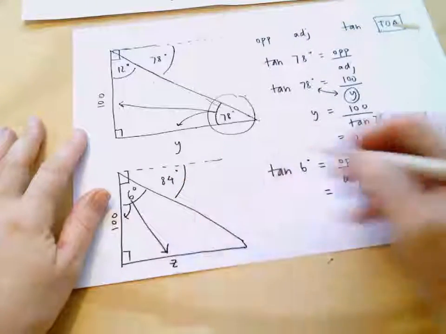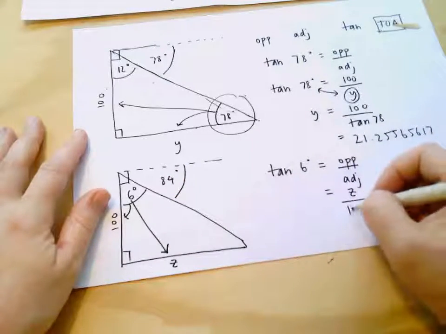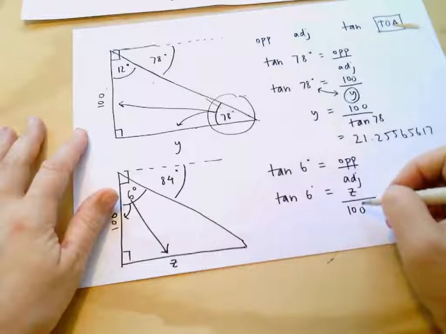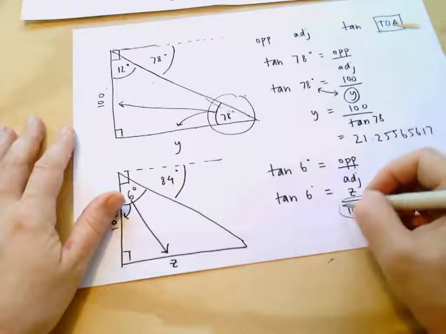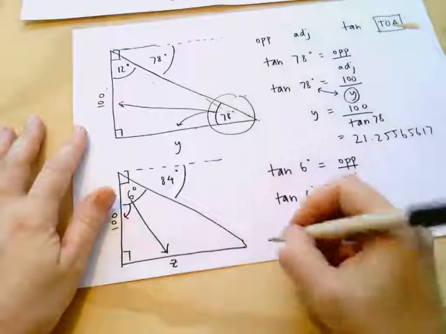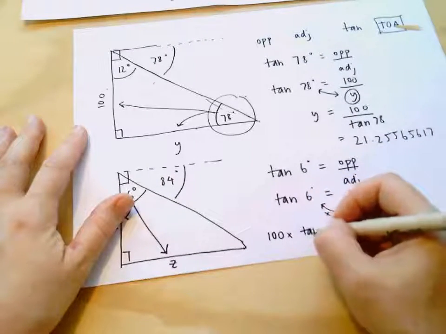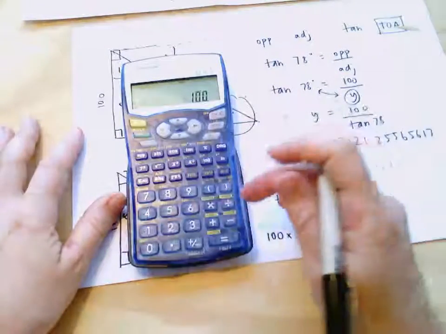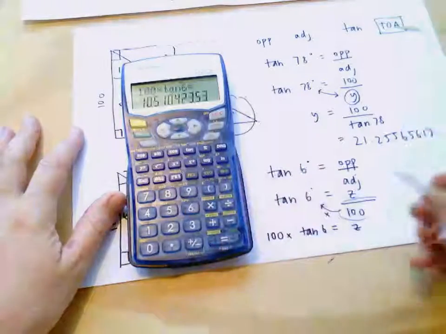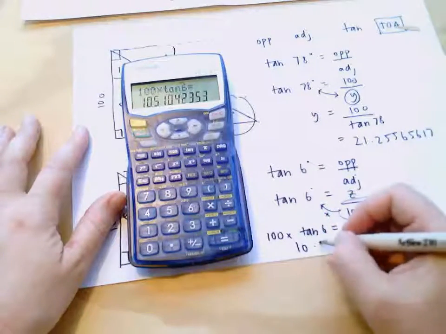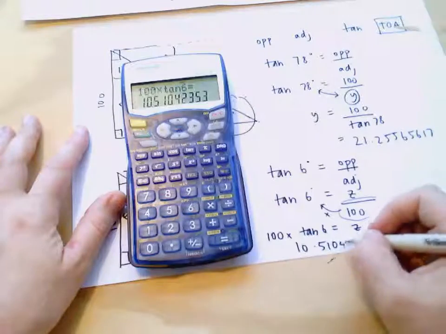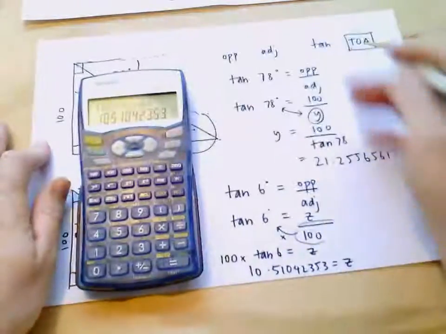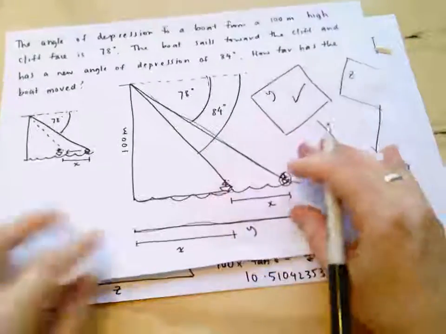My opposite side here is my z. My adjacent is my 100. My z's on the top, so that's all good. I just need to get rid of divide by 100, so I bring that up and multiply. I get 100 times tan 6 is going to equal z. So I've got 100 times tan of 6 equals z. So z in this case is 10.5104233 gives me z.